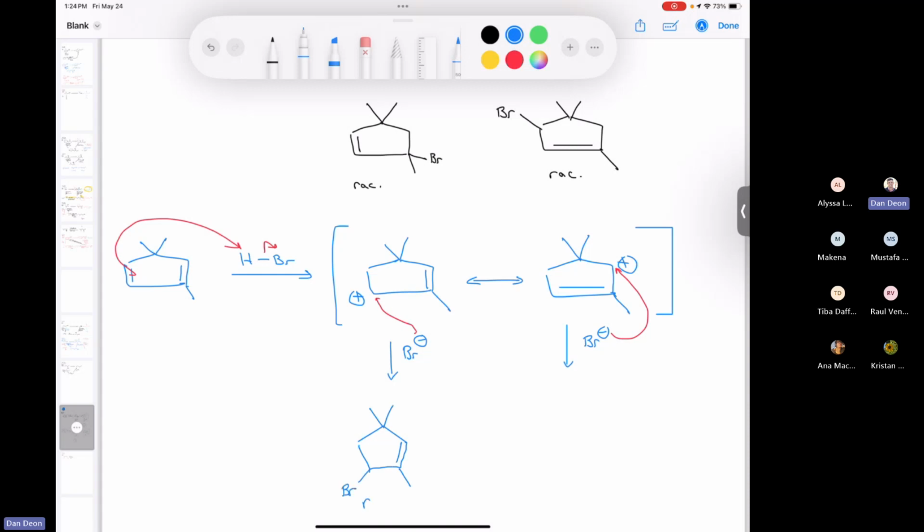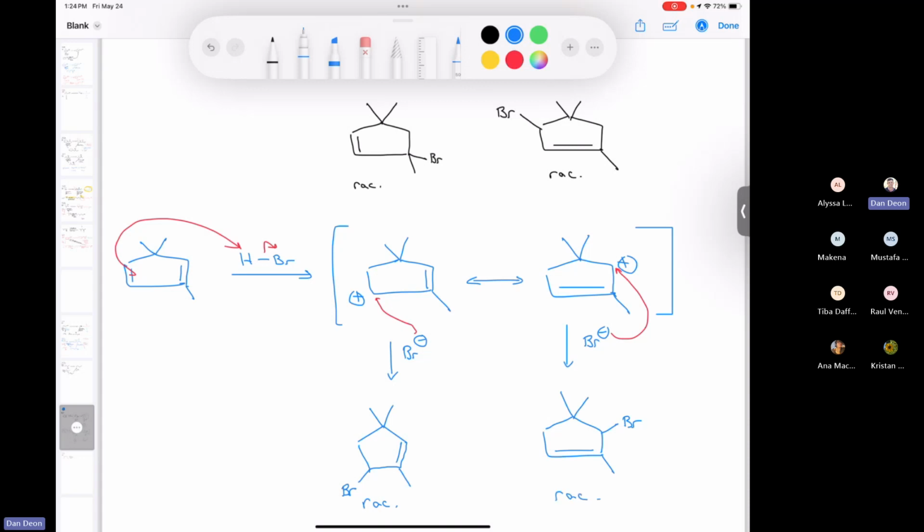And keep in mind that this is racemic, right? Because it's going to attack from either face of this carbocation. And then finally, we'll draw the last product, which is going to look something like this, where we have our bromine here, our methyl group here, and our two methyl groups like this.